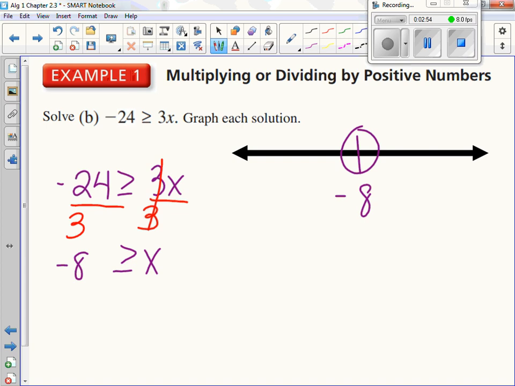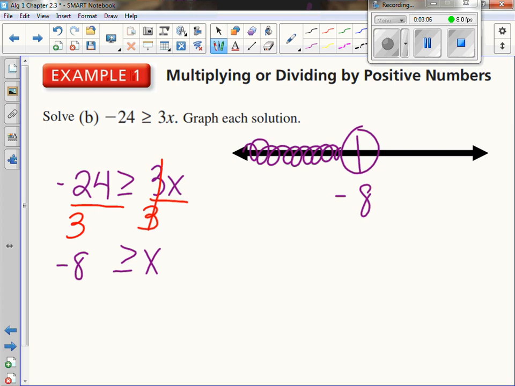So here, negative 8 is greater than or equal to x. Is x bigger than negative 8 or going to be smaller than it? Smaller. So we would shade to the left. Now would the circle be open or closed? Closed. So we would fill it in, and we get this here. Any questions on this so far?